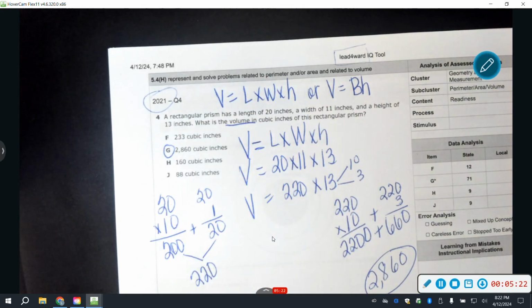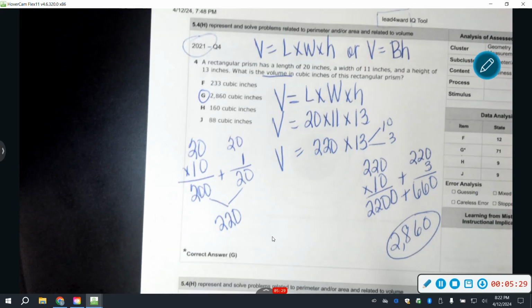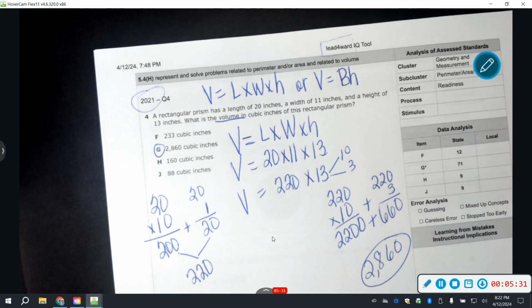G would be your answer. Check yourself over here when you're practicing, okay? That's our answer. G is our answer. That was really simple. That's probably one of the most straightforward volume problems you're going to get.